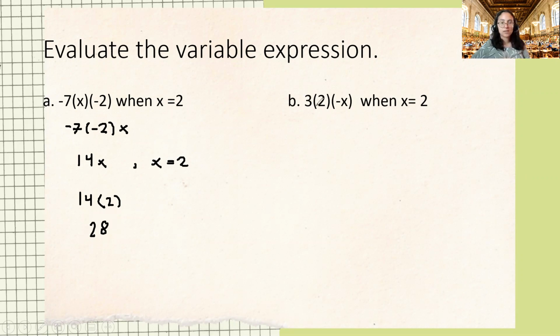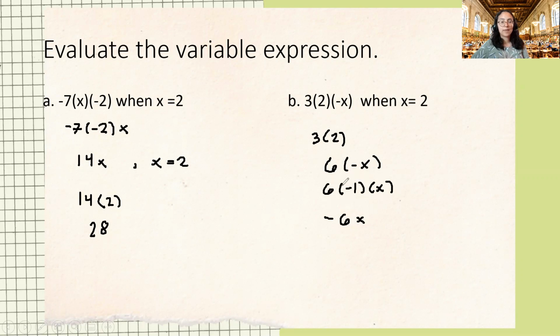For B, we're asked to evaluate 3 times 2 times -x when x is equal to 2. So I'm actually going to simplify this a little bit more. I have 3 times 2, and this is a positive number times a positive number, so my answer will be positive. And 3 times 2 is 6. Then I bring down my -x. Here I'm going to rewrite it as 6 times -1 times x. So I can multiply 6 times -1. A positive number times a negative number will give me a negative number, and 6 times 1 is 6. I'll bring down my x.